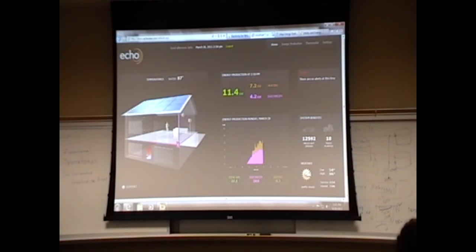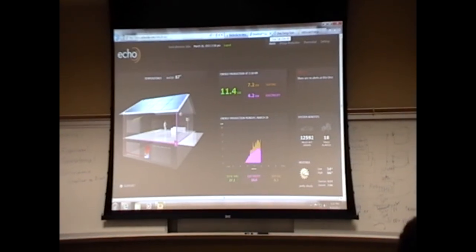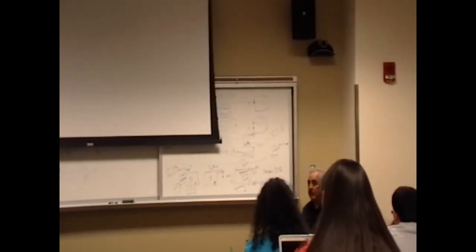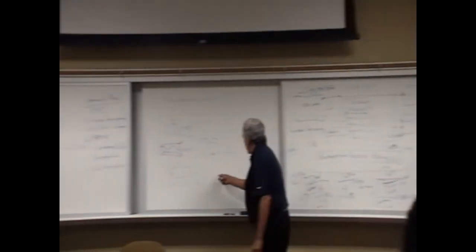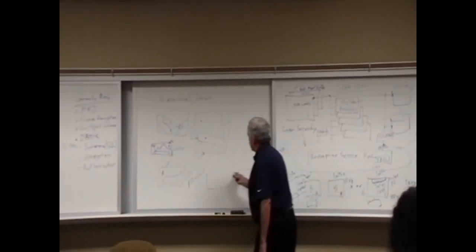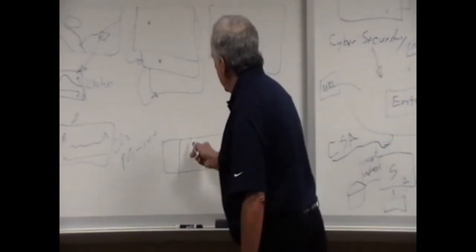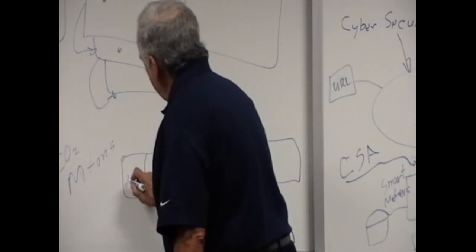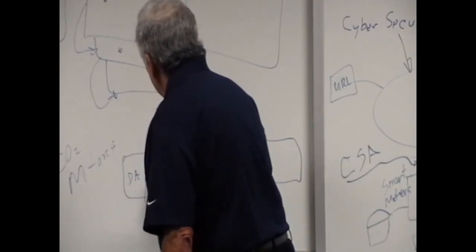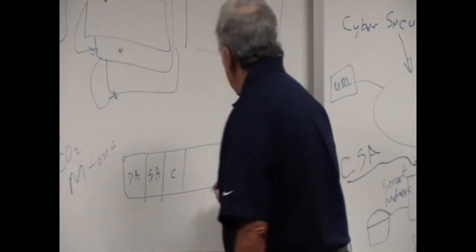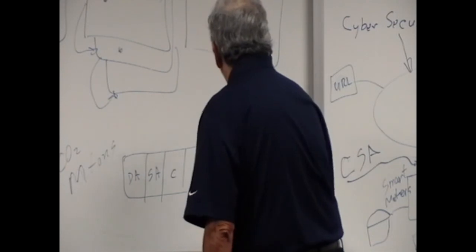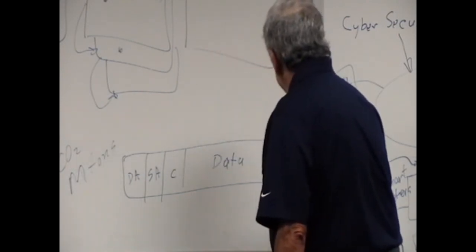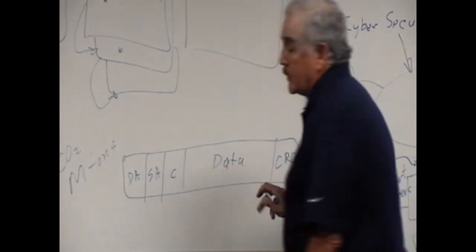The formats for the data depend on the sensors, right? Whether it's a smart meter, a solar panel inverter, or a building. So the formats of data are usually in a serial byte string like this. They'll have maybe a destination address, a source address, a control field, a data field where we insert all the data, and then what's called a cyclic redundancy check.